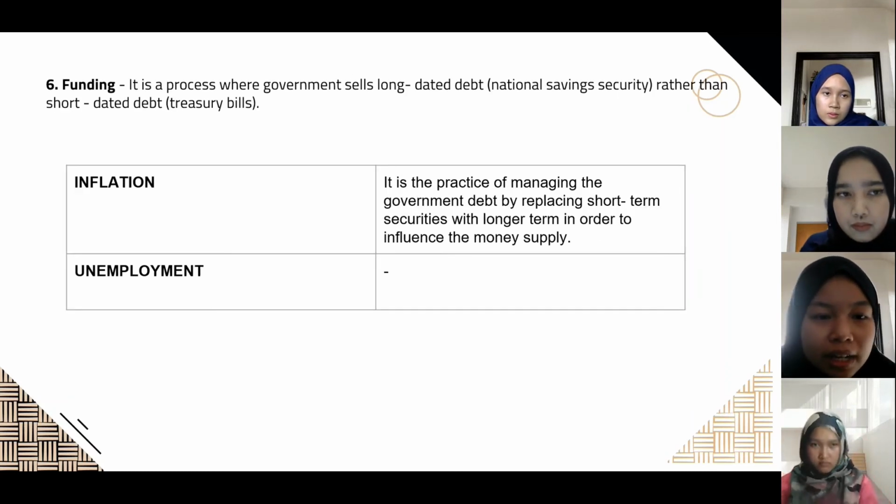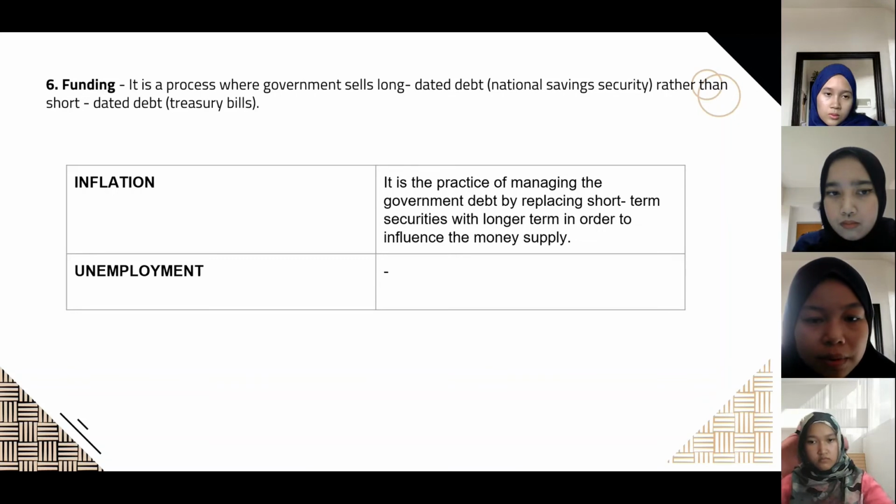And the last is funding. It is a process where the government sells long-dated debt, national savings securities, rather than short-dated debt, treasury bills. Inflation: it is the practice of managing government debt by replacing short-term securities with longer-term ones in order to influence the money supply.